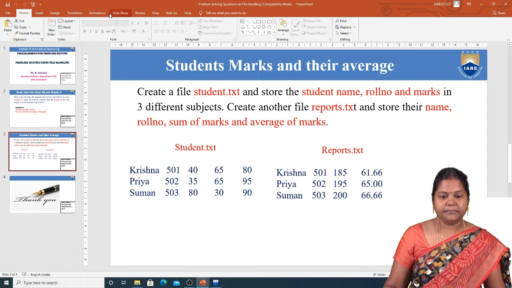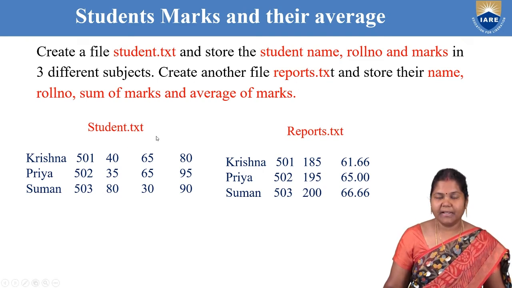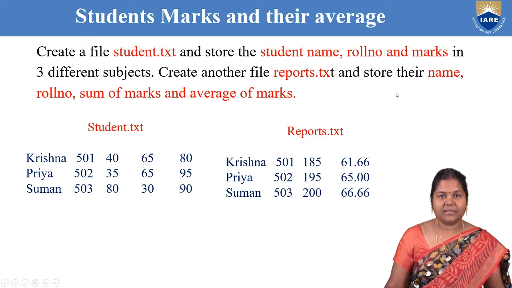Now in this program, a file is given that is called student.txt, and in that file we have to first store the student details like the student name, student roll number and marks in 3 different subjects. So you can check here student.txt, this file we need to create and store the student details like name, roll number and marks in 3 different subjects. And we have to create another file called reports.txt and store their name, roll number along with what is their sum and average of marks.